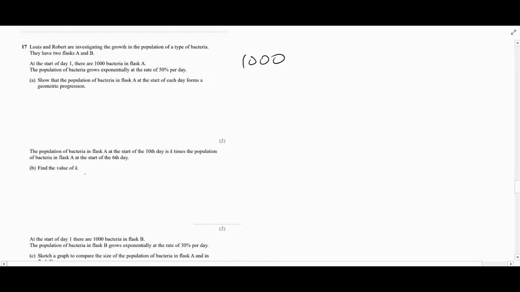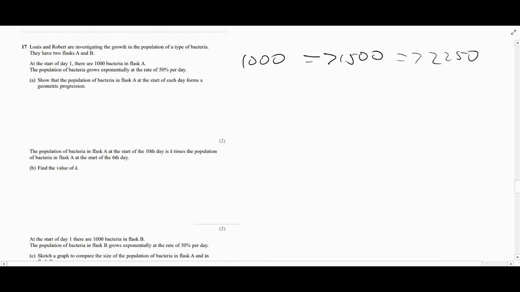That's more important for the next question, but for this one, it's important to get an idea of what's happening. Think about the first few values. You start with 1,000. The 50% means you add on 50% of whatever's here. 50% of this is obviously 500. You add that on, you end up getting 1,500. If you think about the day after that, you're adding on 50% of this, so half of this, 750, added onto this, which is 2,250.